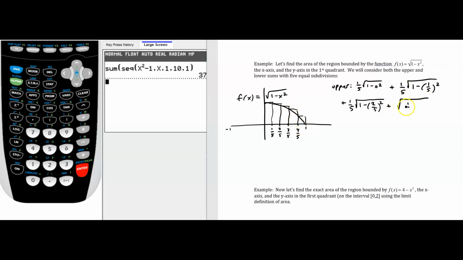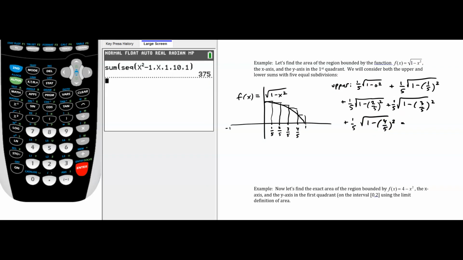And so we end up with, whoops, let me erase that. The 1/5 is on the outside. So if I put 1/5 there, and then we have the root of 1 minus 3/5 squared, and the last one was 1/5 times the root of 1 minus 4/5 squared.